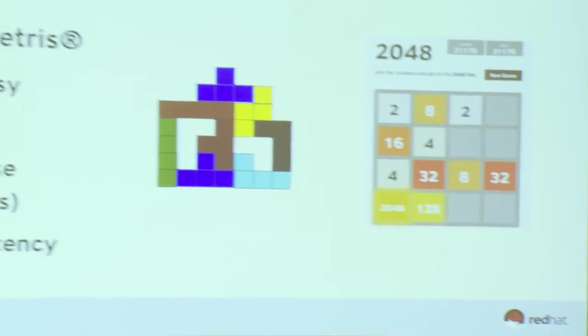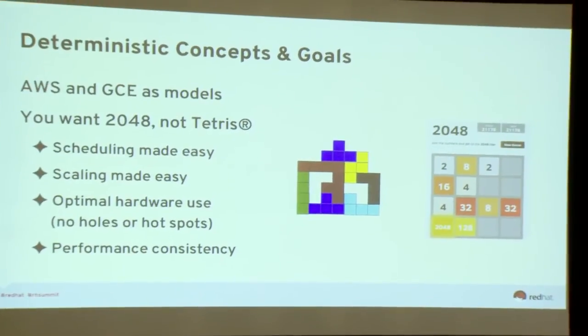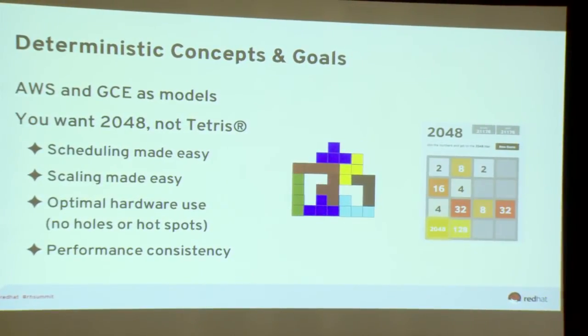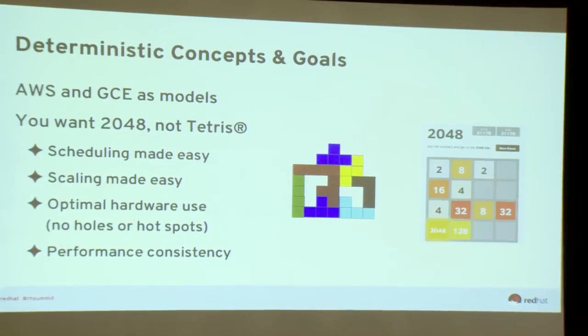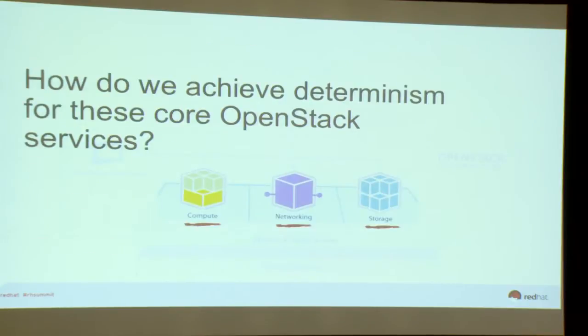So if we look at the deterministic concepts and goals, capacity planning in the cloud is much more like the 2048 game than Tetris, right? You cannot just have this capacity fall on top of you and expect everything will be okay. It doesn't work that way in a cloud model. So performance consistency is a big part of it to enable us to scale.